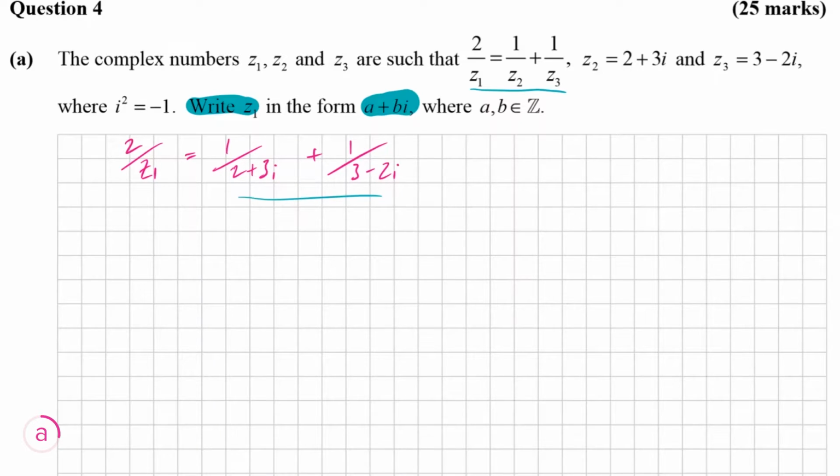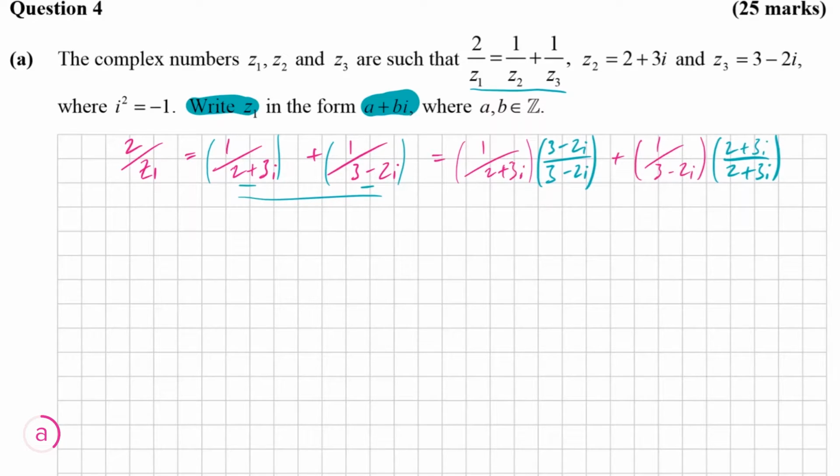To do that, we're going to have the same denominator for both fractions. So the denominator is going to have to be 2 plus 3i multiplied by 3 minus 2i. So we're going to multiply this whole fraction by 3 minus 2i to achieve that, and this whole fraction by 2 plus 3i, which is going to look like this. Now we're just going to multiply it in and try and simplify it a bit more. So there we have it, where we actually have one fraction now, which is exactly what we're looking for.